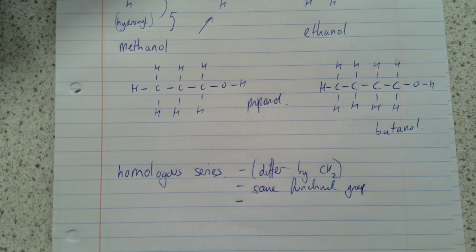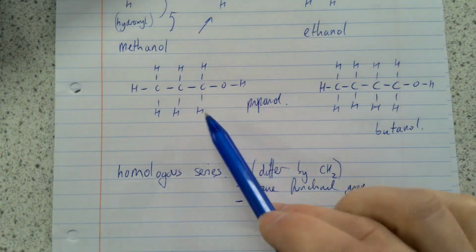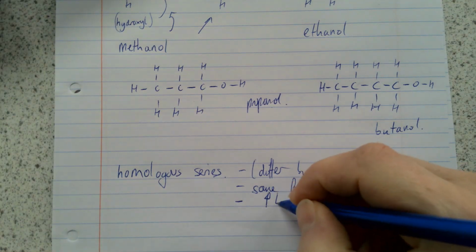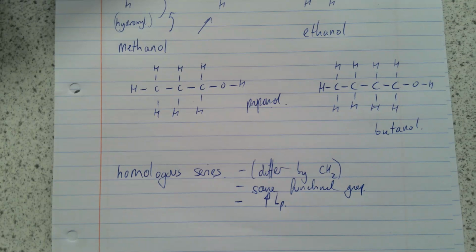And then as you go through the series, methanol, ethanol, propanol, butanol, what happens to the boiling points? Do they go up, point up, or down, point down? Yeah, so the boiling points increase as you get a longer chain because you get slightly stronger intermolecular forces each time.